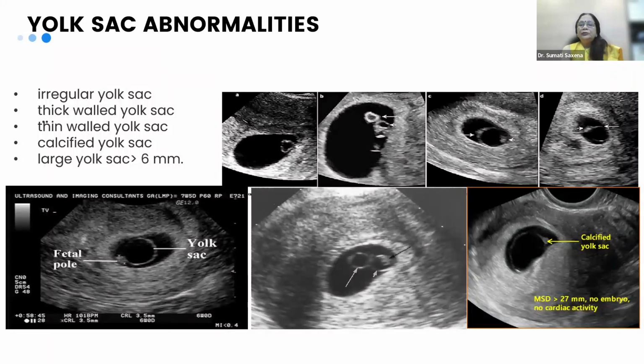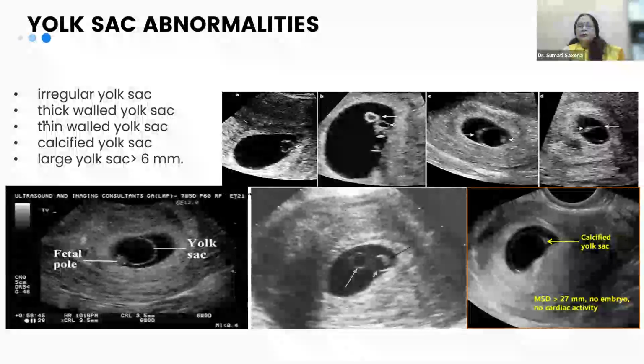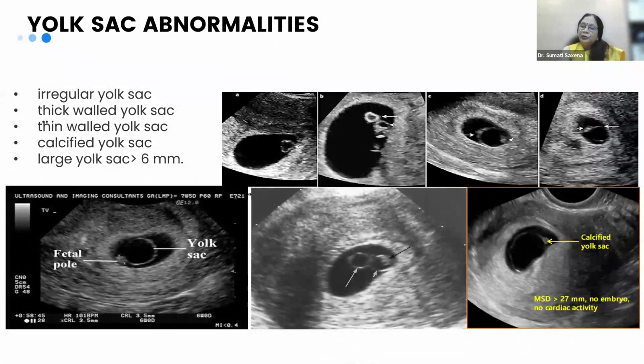So when you see the yolk sac, you should see whether it is thin walled or thick walled, circular, and whether the diameter is more than 6 millimeter. It is normally 2 to 6 millimeter in diameter. If it is more than 6 millimeter, it points towards poor outcome. And also whether it is calcified. So all these features are suggestive of poor pregnancy outcome. So you should become alert and do the proper management.